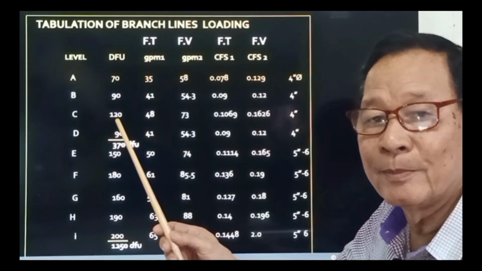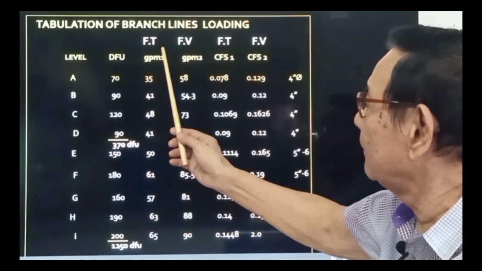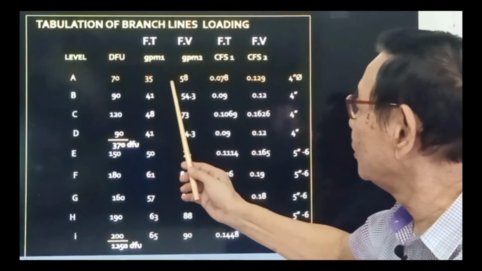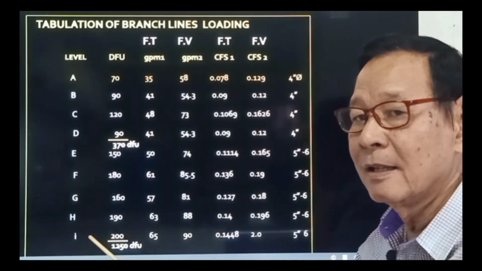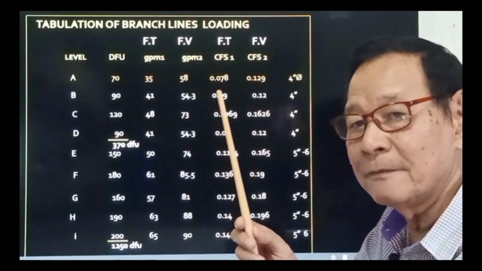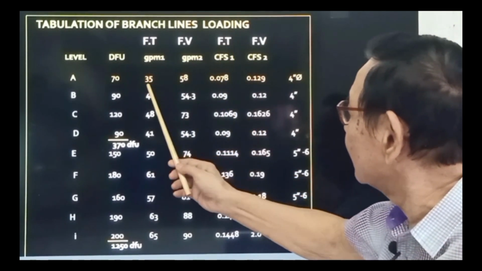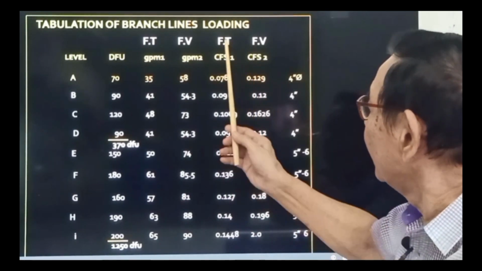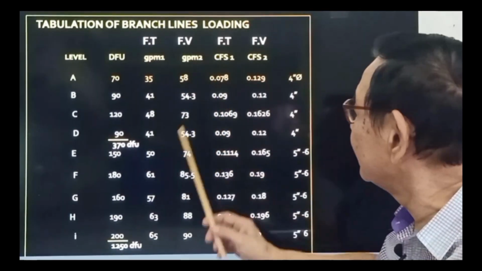But you have to see the equivalent of fixture units from Dr. Roy Hunter's curve. So, like the 70 drain fixture units, if it is predominantly flush tank, it is 35. If it is predominantly flush valve, it's 58 gallons per minute. But in Manning's, we use the English system, the feet and cubic feet per second. In cubic feet per second, the 35 is 0.078 and the 58 is 0.125. It means this one and this one are the same.